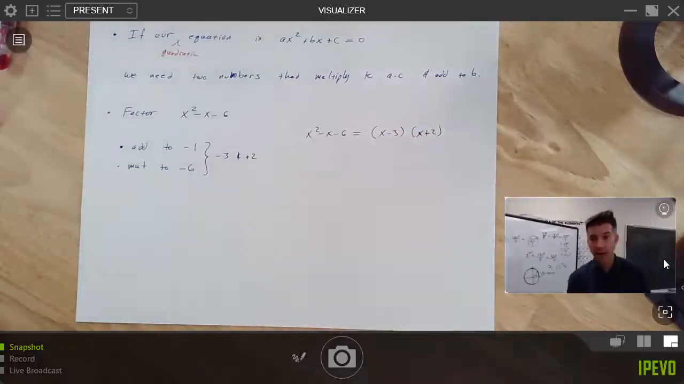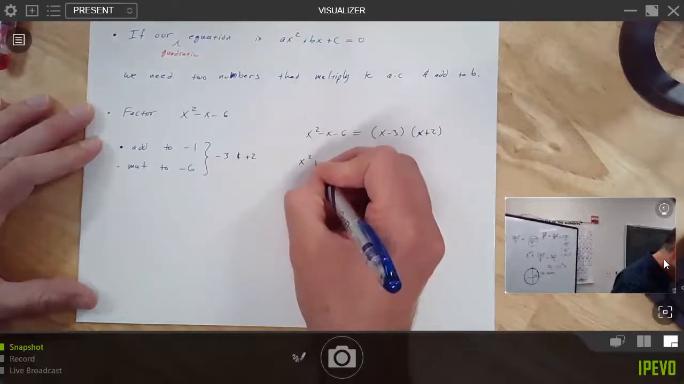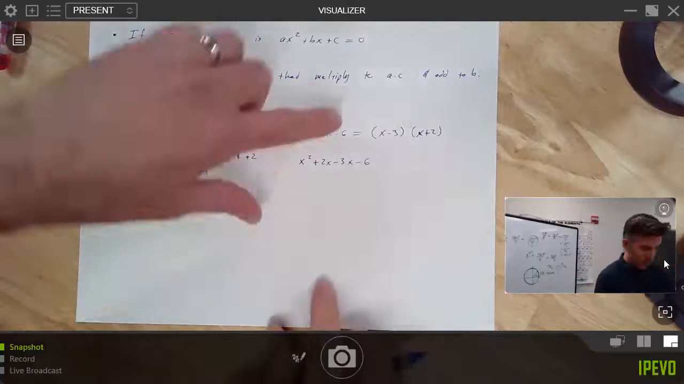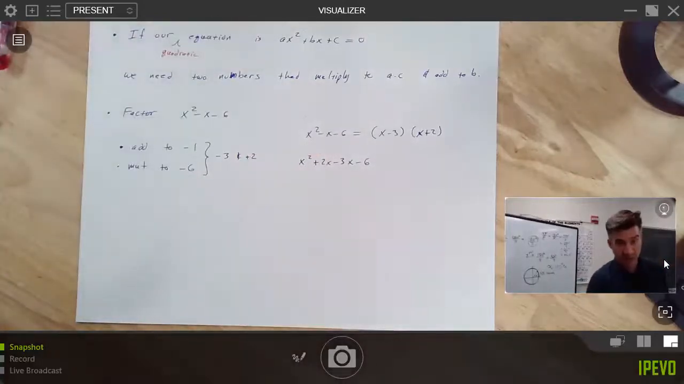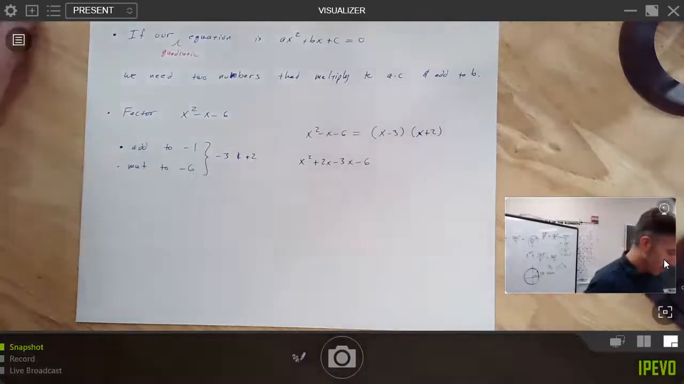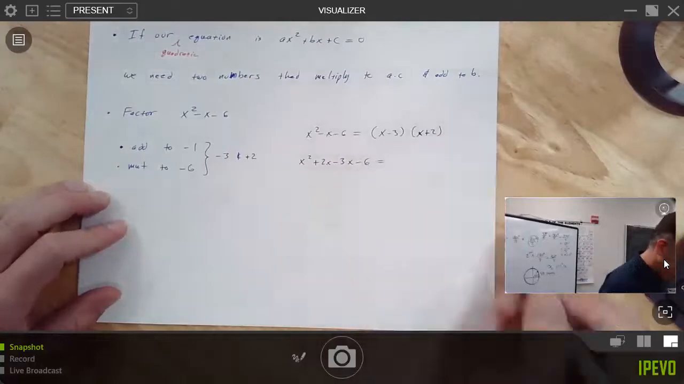Now, I know I kind of didn't do it the longer way, right? I could have also done it as x squared plus 2x minus 3x minus 6, right? I could have written the minus x as 2x minus 3x. Also, here's a tip. It doesn't matter which way you do it. In fact, I'll do it both ways. You can do it this way and then factor by grouping.